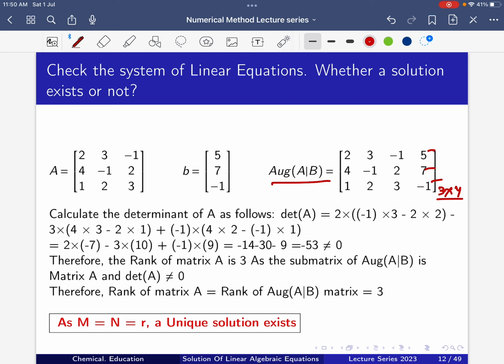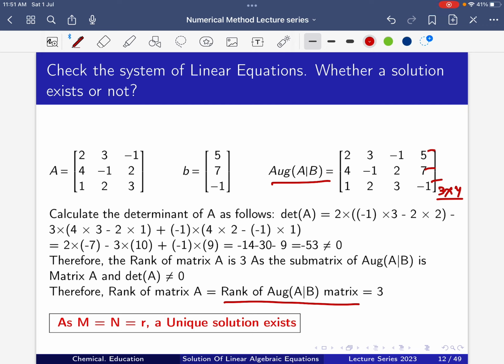Now first we have to calculate the determinant of A. I've already done that. The determinant of A is minus 53, which is not equal to 0. So we can say the rank of matrix A is 3. And here A is a subset of the augmented matrix. Since the determinant of A is not equal to 0, we can say the rank of matrix A is equal to the rank of the augmented matrix, which is equal to 3.